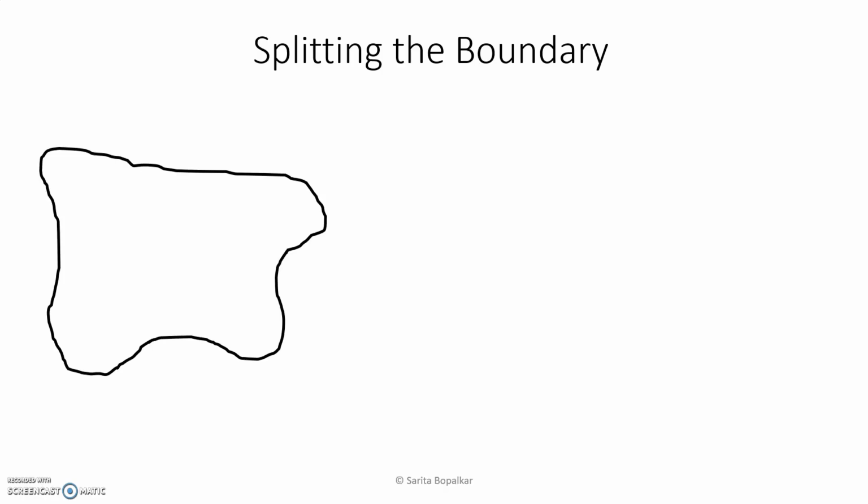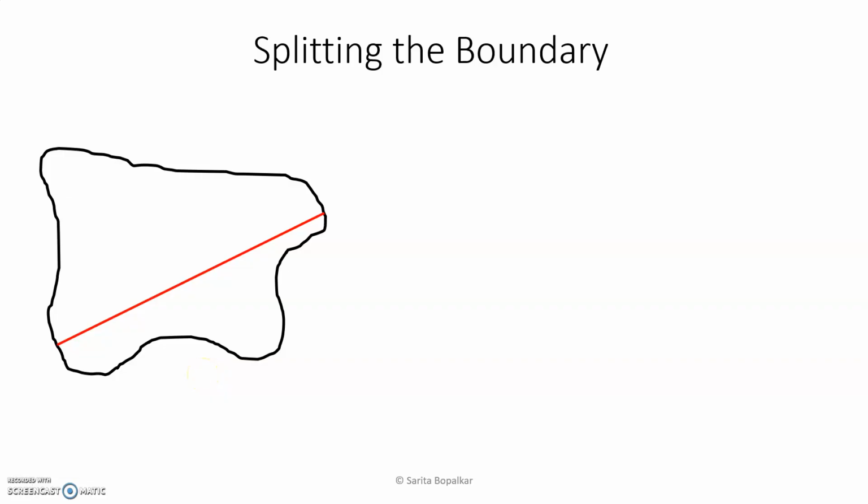Let us take arbitrary boundary. Now within this boundary, in splitting the boundary algorithm, we will select 2 points which are farthest points on this boundary. Let us take this point and this point, which are farthest point or longest distance from each other within this boundary. We have connected this farthest point by a line segment. This line segment divides the boundary into 2 parts, this upper part and the lower part.